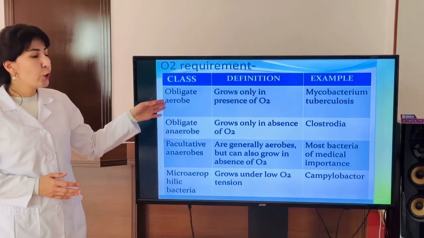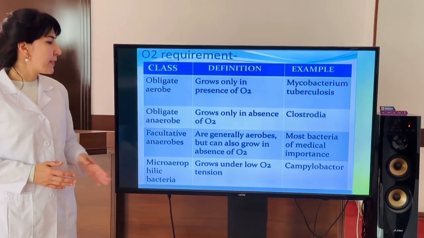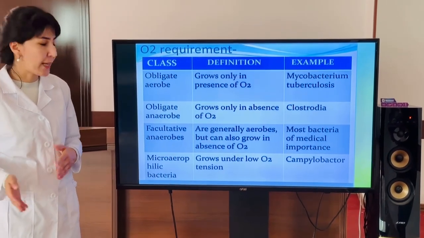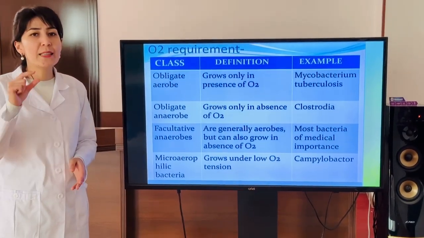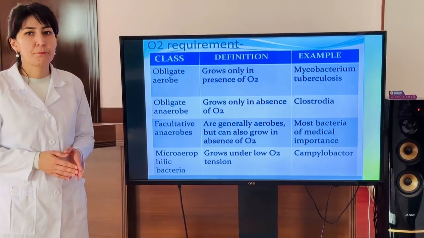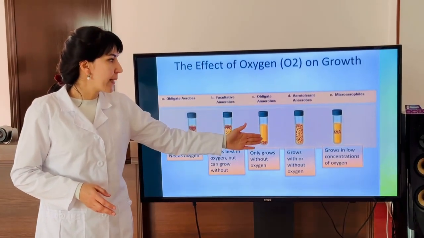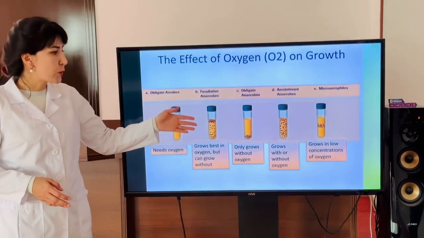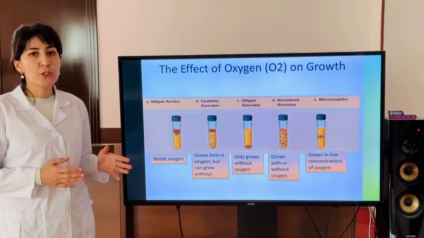What does this mean? Obligate aerobes can grow only with oxygen, and obligate anaerobes cannot grow with oxygen. Facultative anaerobes can grow both ways. Microaerophiles grow only with a small percentage of oxygen, about 1 to 11%. In the picture we can see obligate aerobes, facultative anaerobes, obligate anaerobes, aerotolerant anaerobes, and microaerophiles, and how they grow.